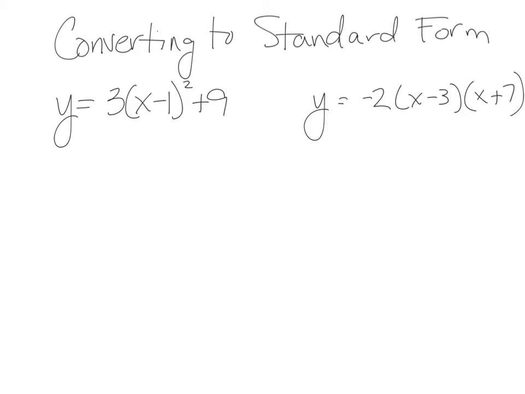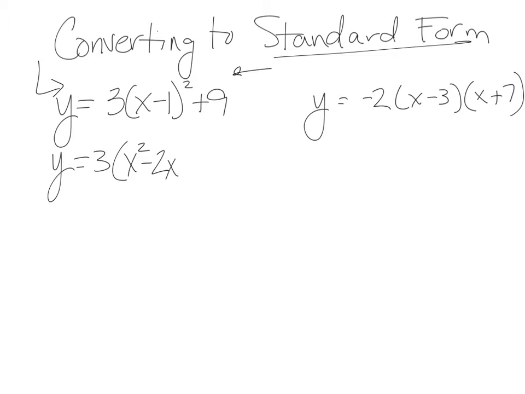Converting to standard form. All right, so here is an equation that is in vertex form, and I want to make it be standard. Well, basically what I'm going to have to do is some FOIL method, or the distributive property. And so what I'm going to first do is figure out what x minus 1 quantity squared is. And because I've done a lot of those before, I know that's going to be x squared minus 2x plus 1 plus 9.